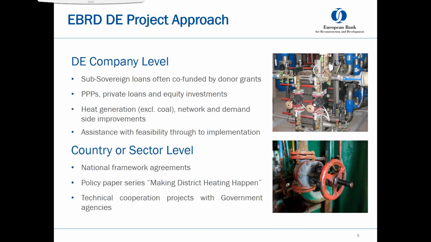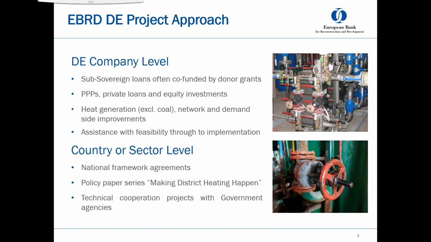So in light of the above, how do we, the EBRD, approach district energy projects and work to address these issues and achieve our objectives for the sector? I can give you the example of how we work with what we would call a typical EBRD client.